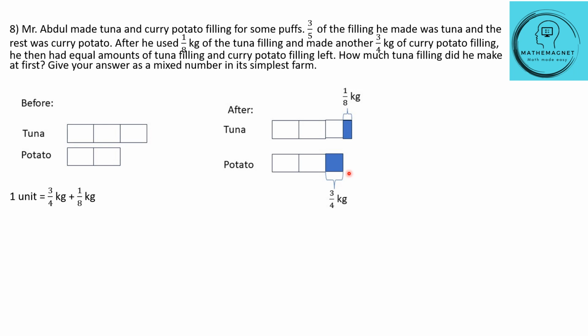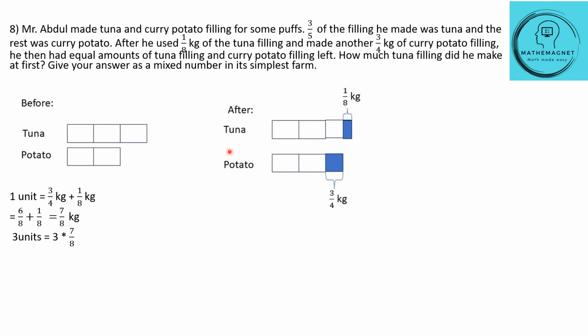So here we can easily see this 1 unit will be equal to 3 by 4 plus 1 by 8 kg, which makes both equal. So converting it into like fractions, it becomes 6 by 8 plus 1 by 8, which is equal to 7 by 8 kg. So 1 unit is equal to 7 by 8 kg.